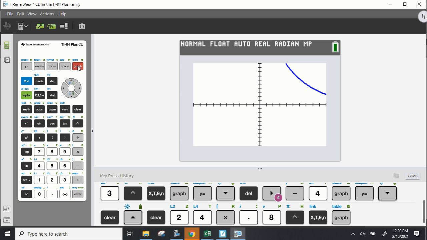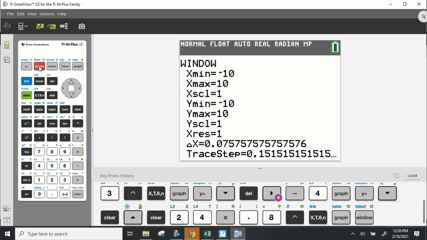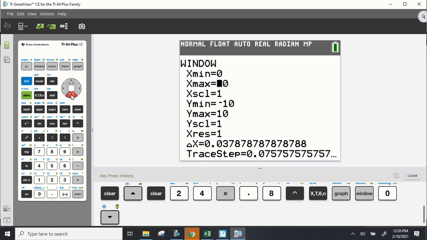We're going to change our window so that we're not looking at any x values less than 0. I like going up to 10, that's 10 years. Let's not look at any y values less than 0. And let's see if we can get a better picture of this graph. I still would like to see a little more.